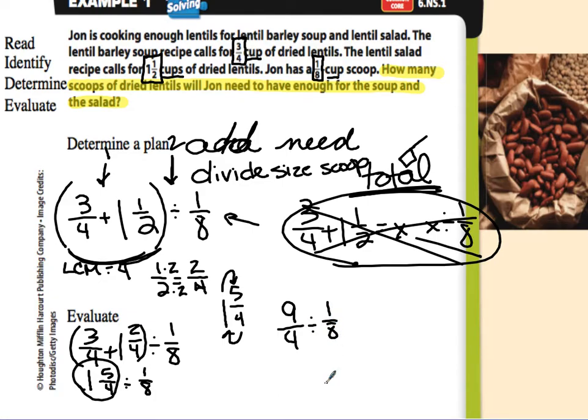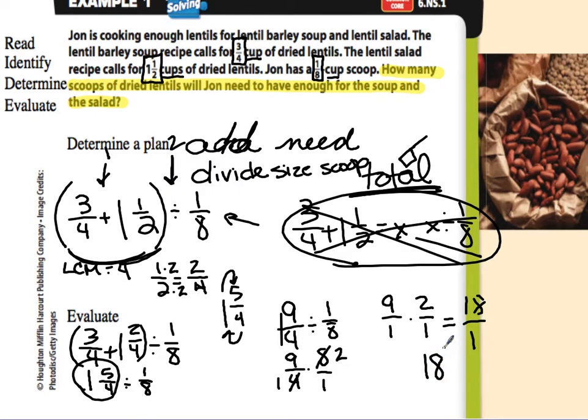I know that to do division, I actually multiply by the reciprocal, so I have 9/4 times 8/1. Both 4 and 8 are divisible by 4. 4 divided by 4 is 1, and 8 divided by 4 is 2. My new problem becomes 9/1 times 2/1, and that gives me 18/1. So I know that my answer is 18 scoops, because 18/1 is equal to 18.